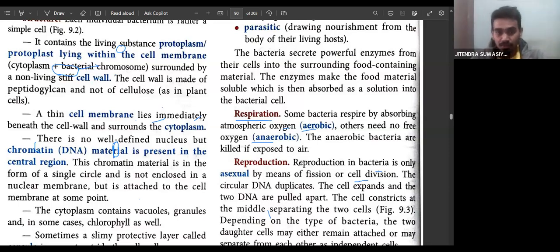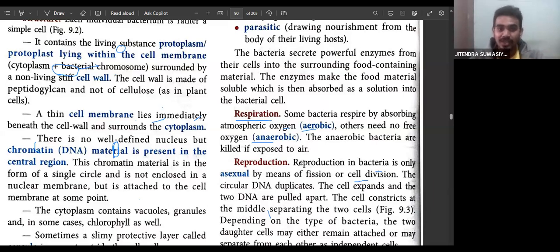So bacteria absorb oxygen from the atmosphere. The bacteria respire through atmospheric oxygen, so they take oxygen from the atmosphere. There are some bacteria that are anaerobic and some that are aerobic. The bacteria which respire using atmospheric oxygen we can say are aerobic, and the bacteria which don't need oxygen for their respiration we can say are anaerobic.